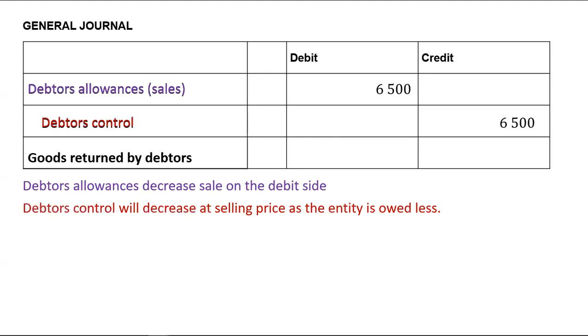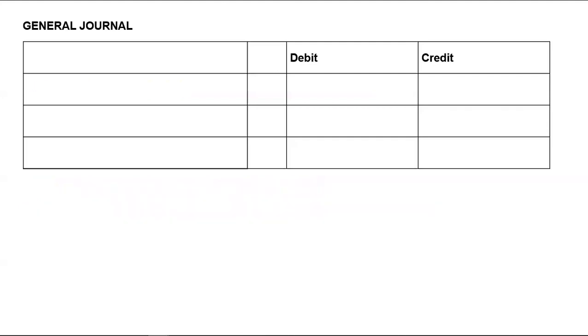And then it affects 4 accounts. You're going to find the cost price of that 6,500 because they returned stock. It means we are going to have more stock. So basically, our stock is no longer sitting at 250,000. It will be sitting at 250,000 plus the cost price of these goods that were returned.